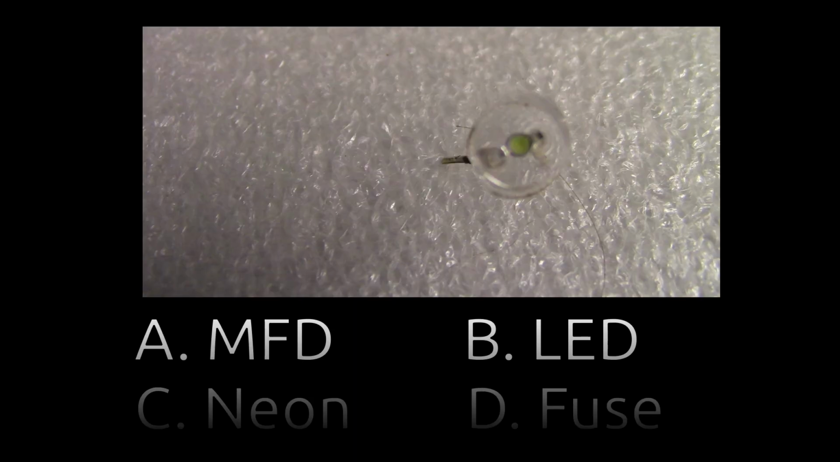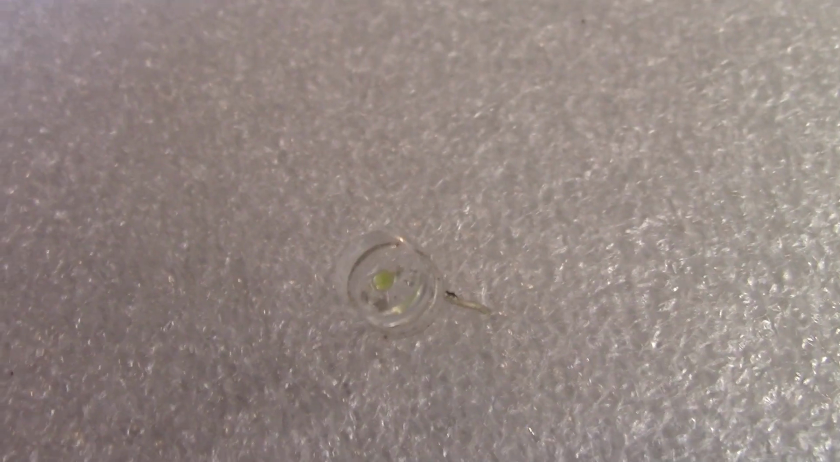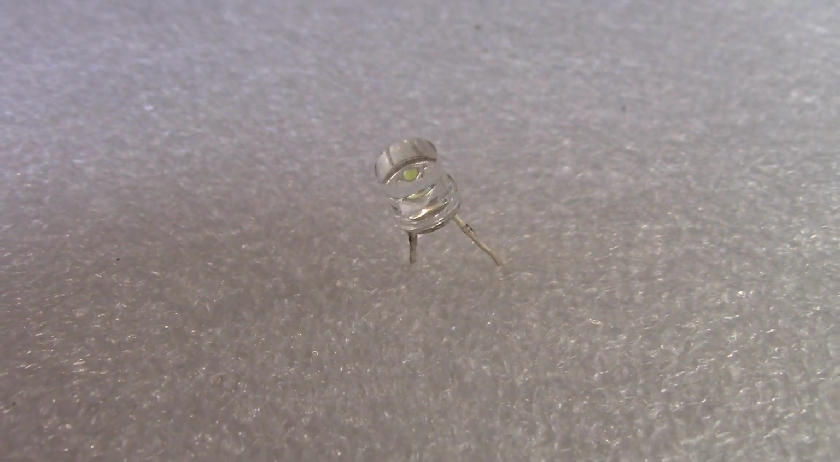Question 8. Is this A, an MFD, B, an LED bulb, C, a neon bulb, or D, a clear fuse? That picture was an image from above of a 3mm LED bulb, a white one.